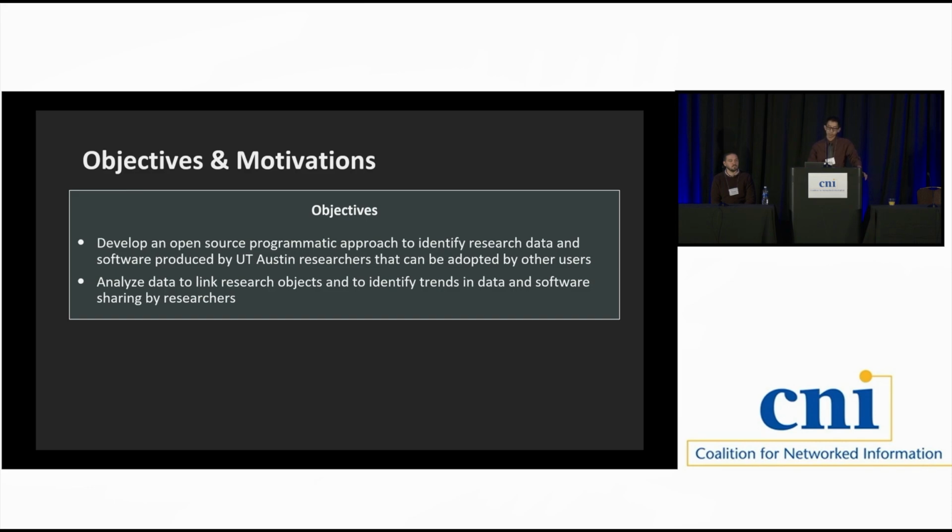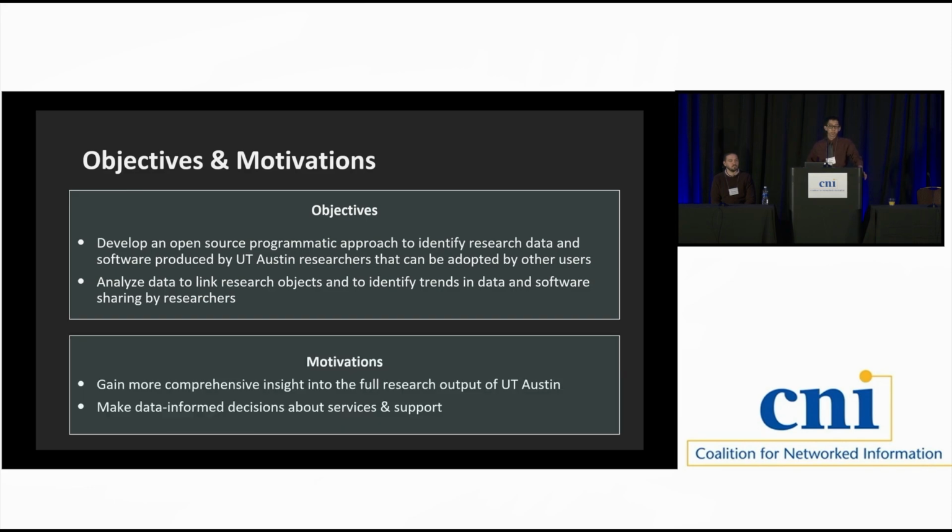researchers on campus. Our motivations for this work, I think, are really similar to a lot of people who have attempted similar work before. We want to get a more comprehensive insight into the full research output of the university, especially as there's an increased emphasis on sharing of data, software, and other research outputs beyond the articles and books that we're long accustomed to looking at. And especially for us in the libraries, we want to use these data to make data-informed decisions about the services and support that we're providing as part of the research data services team. How can we best support researchers based on the needs that we can identify in that community?